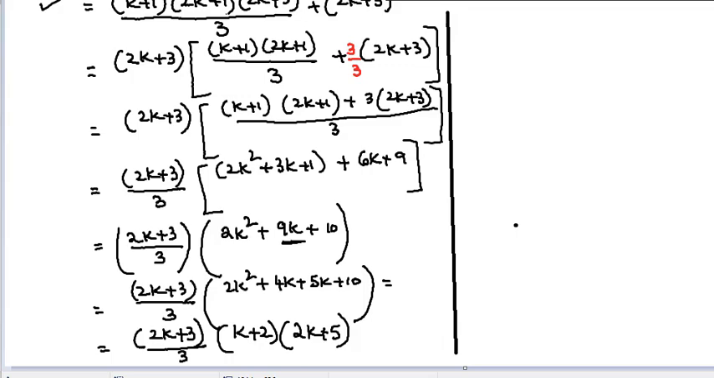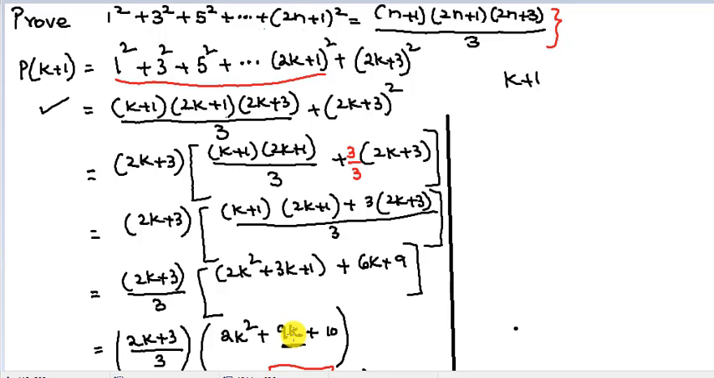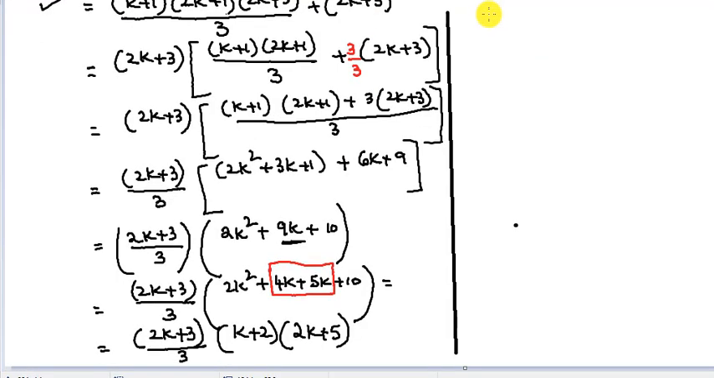Of course, this comes by practice, right? This is the magic I did. I split this 9k into 4k plus 5k to get a good factor. If you see, the red things is where we did the magic, right? The red stuff. So you have to basically practice and solve all the problems like this. Thank you.